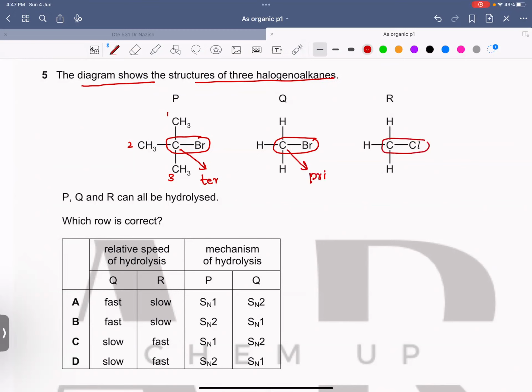And a carbon bonded to a chlorine again has a hydrogen. So it is also a primary halogenoalkane. Now what they are saying is that P, Q and R can all be hydrolyzed. Okay. Which row is correct? First, they are asking about the relative speed of hydrolysis. Which one will actually undergo with the fastest speed is the tertiary one because it forms the stable carbocation.